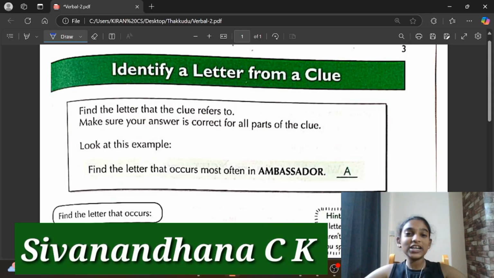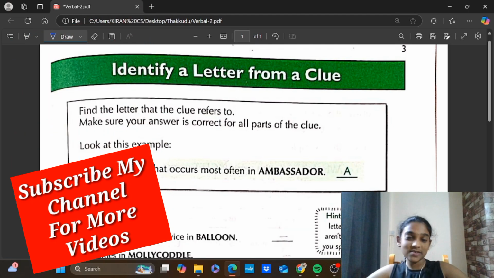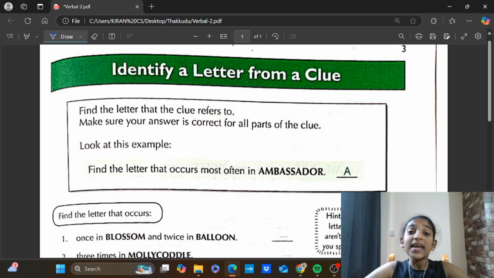Today I'm going to continue our verbal reasoning for Ken test. Okay, so let's get started. Chapter 2 is Identify a letter from a clue. In this topic, you can expect questions where you get 2 or 3 words and then you've got to find which letter comes once or twice or 3 times. Okay? So let's get started.